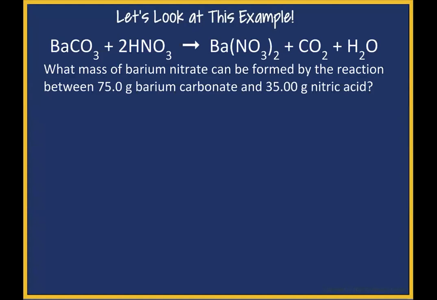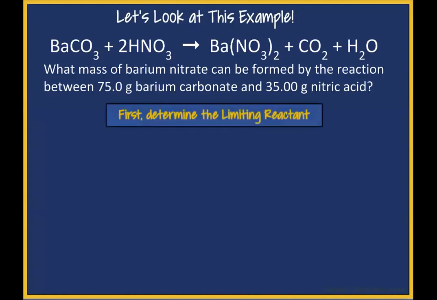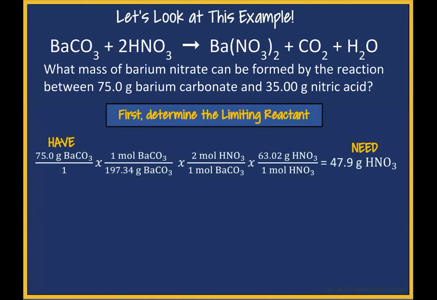reactant. So we're going to do just like we did on the last two. We're going to start with 75 grams of barium carbonate, okay? And we're going to change it to moles. So this 197.34 comes from the periodic table. Then we're going to change the moles of barium carbonate to moles of nitric acid. And this 2 and this 1 come from the coefficients from the balanced equation. And then we're going to take the moles of nitric acid and change it to grams of nitric acid.